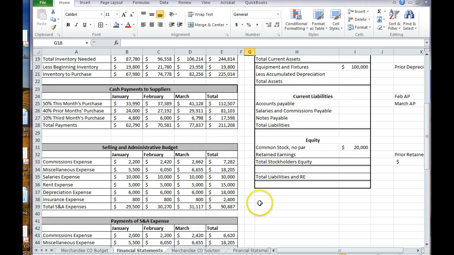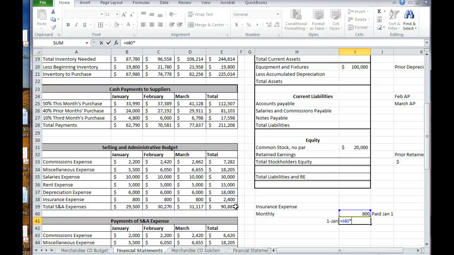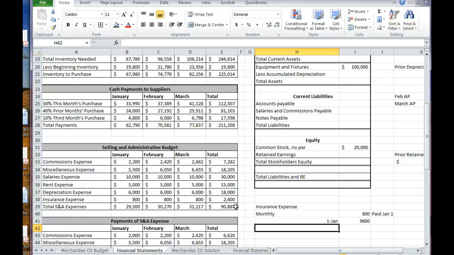I have insurance expense here. And we did this on the last... it was probably about 2 videos ago, right? But we know the insurance expense is $800 a month. And we know it's paid January 1st. Right? So on January 1st, we paid $9,600. And that's called a prepaid.